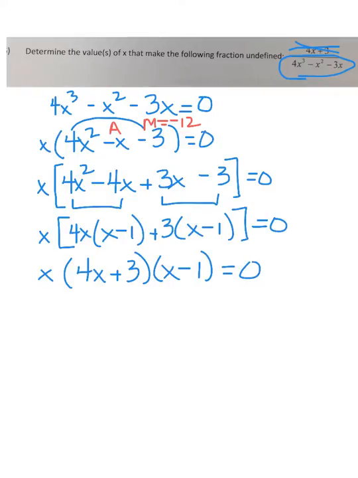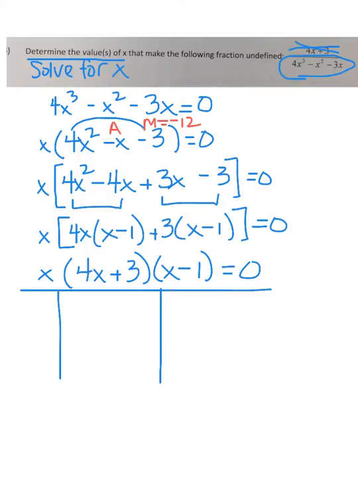Okay, now let's stop. I like to reread the question. So it says determine the values of x. Determine the values of x basically means that you have to solve for x. So I'm not done down here. So I'm going to do my little t-chart. Well, my first factor is x equals 0. My second factor, I'm going to take that, set that equal to 0, and the same thing with my third one.